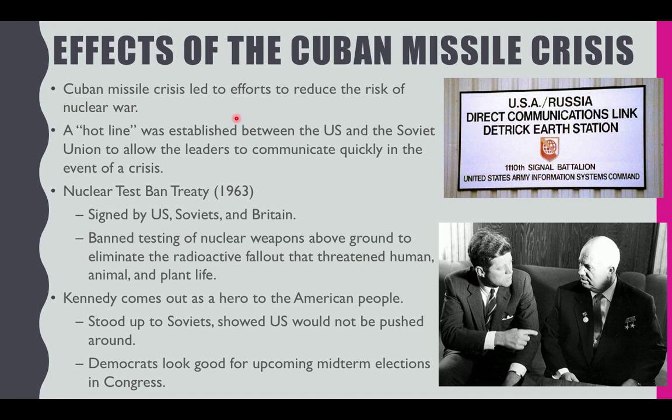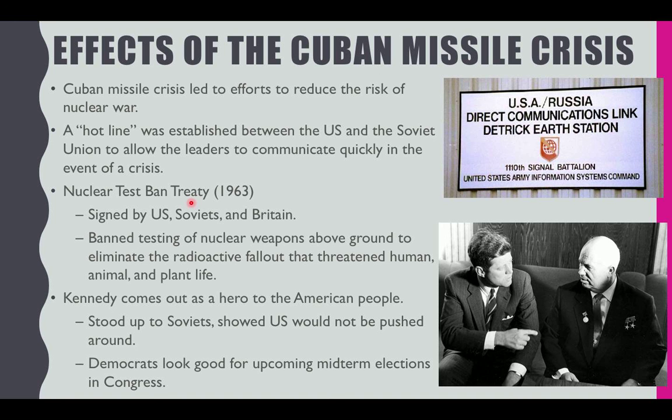The effects of the Cuban Missile Crisis are huge. The Cuban Missile Crisis is going to lead to an effort to reduce nuclear war. We don't want nuclear war to actually happen. The Cuban Missile Crisis proved that it could happen, and it definitely should not. A hotline is going to be established between the US and the Soviet Union to allow for the leaders of the two respective countries to communicate quickly so that we don't have 6 whole days where we're fearful for our lives. The Nuclear Test Ban Treaty is going to be passed.